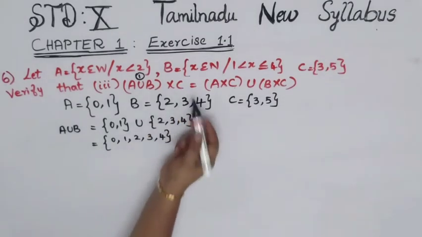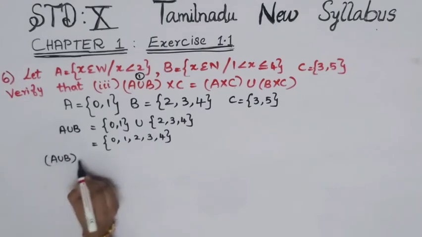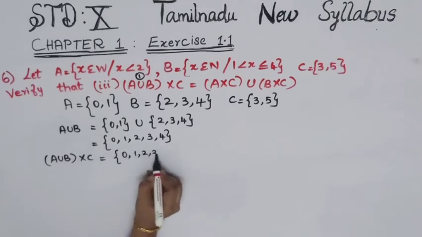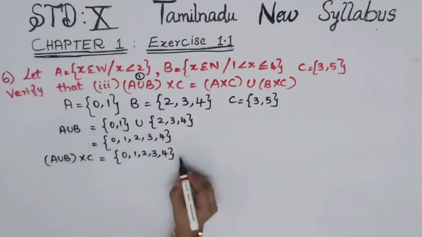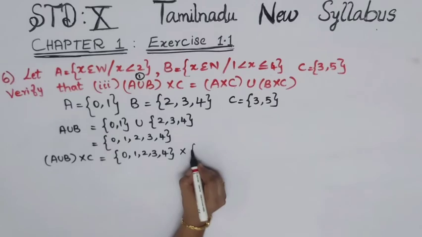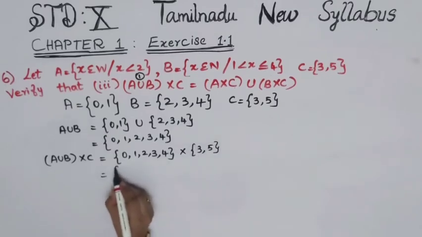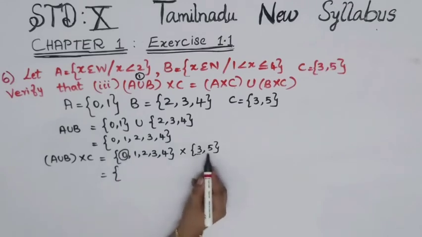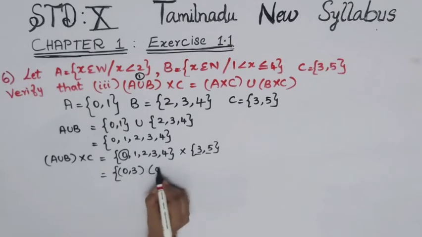Now with that you will have to find your cross. So A union B cross C you will have to find. A union B is nothing but our answer, 0, 1, 2, 3, 4. That answer you will have to write. Cross C is nothing but {3, 5}. Now writing your ordered pairs. Your first element in A union B has to be joined with 3 and 5. So (0, 3), then (0, 5).